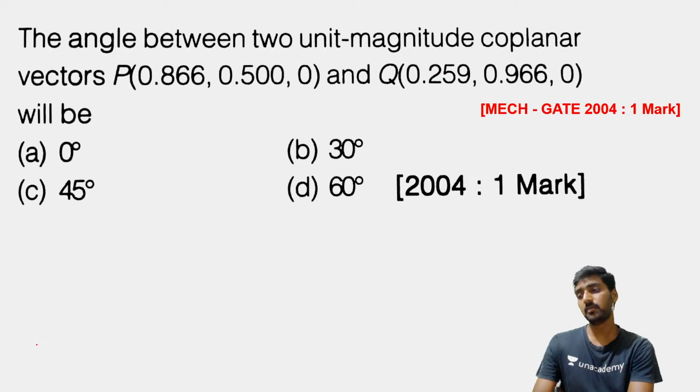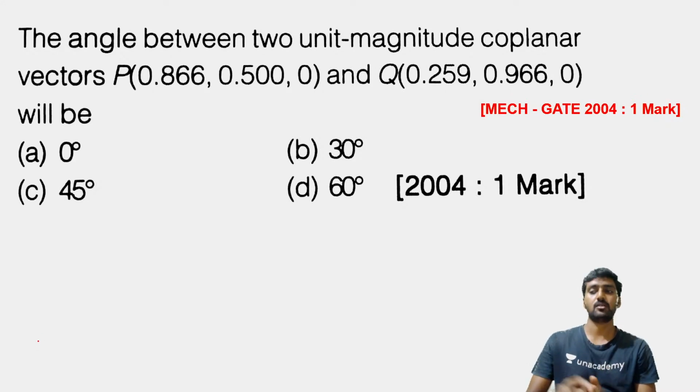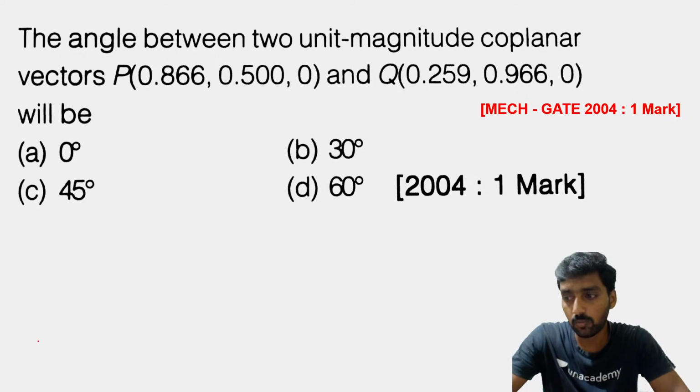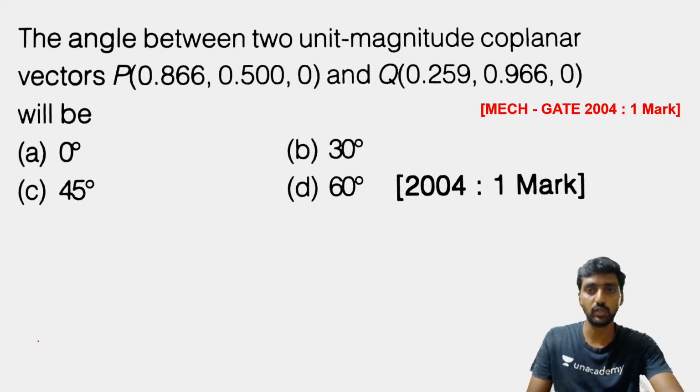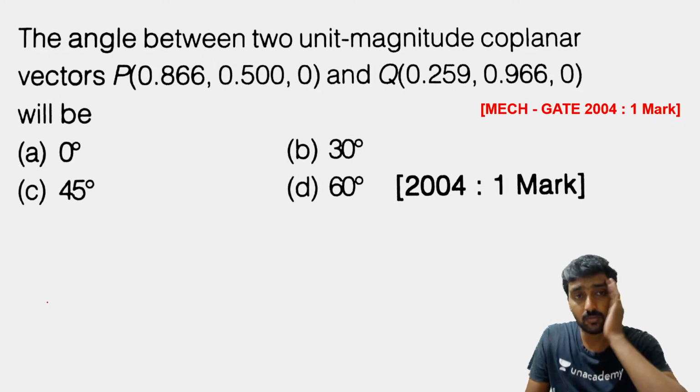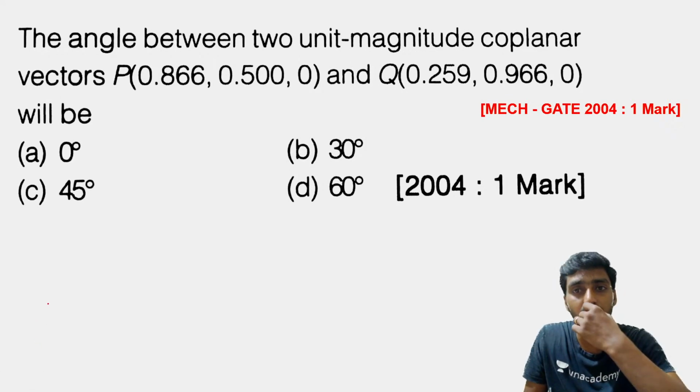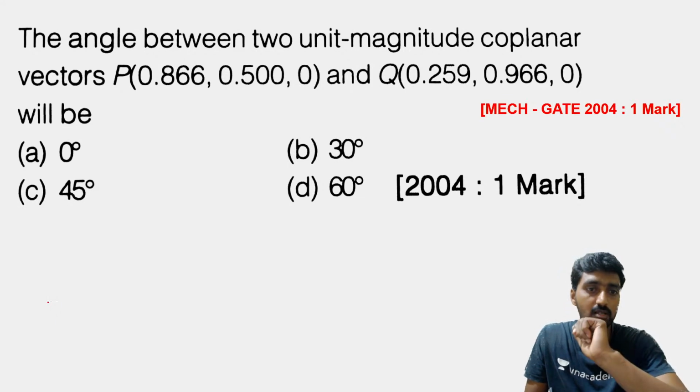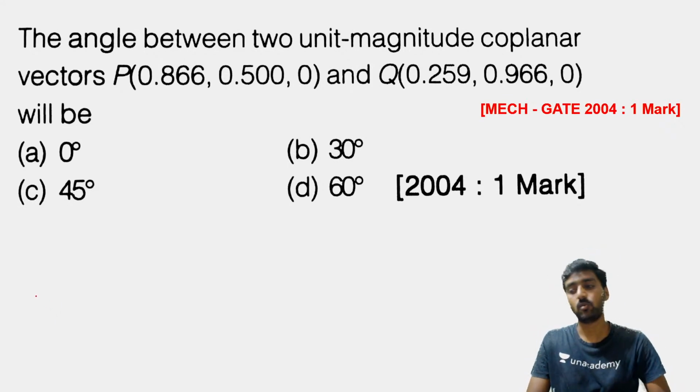Here, the angle between the two unit magnitude coplanar vectors P and Q. The two unit coplanar vectors are P equal to 0.866, 0.5, 0 and Q equal to 0.259, 0.966, 0. Then what will be the condition here? The angle between the two unit magnitude coplanar vectors. I will show you the two unit coplanar vectors details here one by one.